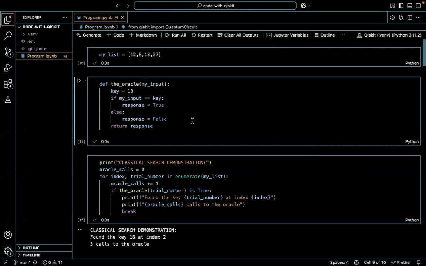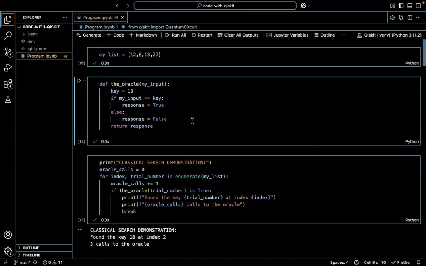So now let's start with a problem that illustrates the power of quantum search. I have an unsorted list 12, 8, 18, 27, and I need to find a specific value, which is 18 in this case. I have defined what's called an oracle function that acts as our search criteria. It returns true only when it finds our target value of 18 and false otherwise. In real-world applications, this oracle could represent complex scenarios like checking if a database entry meets specific criteria. The oracle tests whether a given input is the solution by flipping its phase, but it does not reveal the solution, it just marks it.